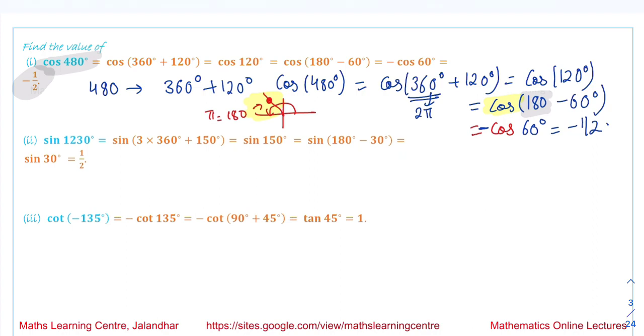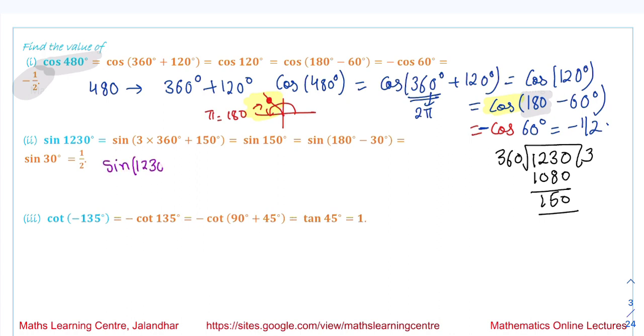Next is sine of 1230 degrees. If we divide 1230 by 360, we obtain that it will be divided by 3. The answer we obtain is 1080, and the remainder that will be left is 150. So this means that sine of 1230 degrees, we can write as sine of 3 into 360 degrees plus 150 degrees.